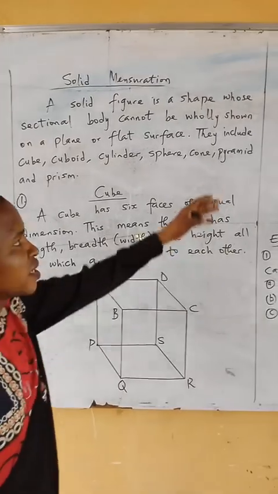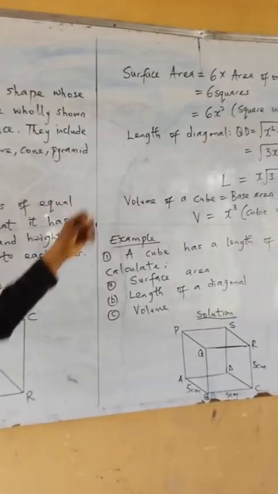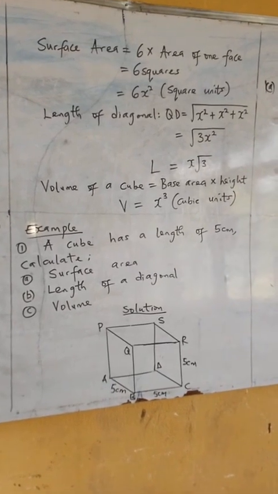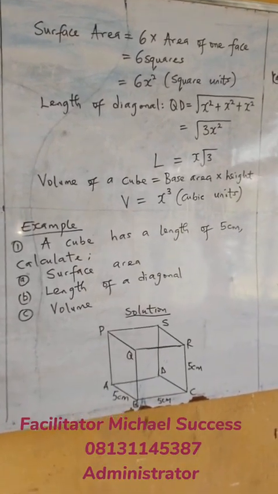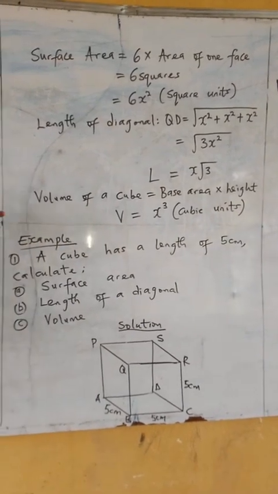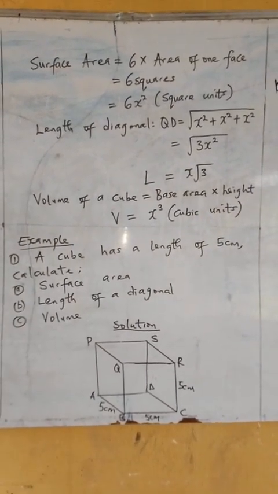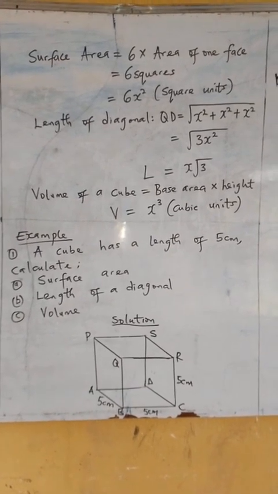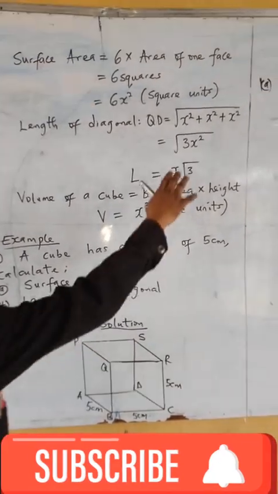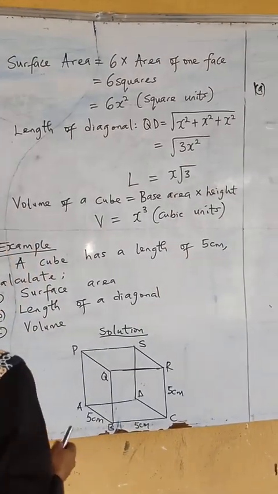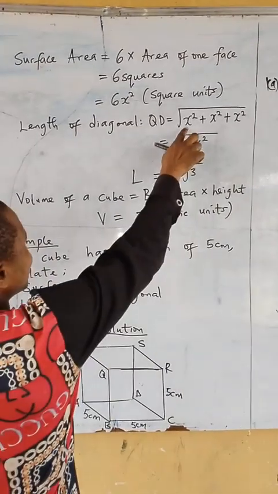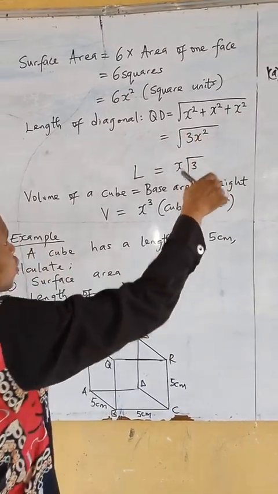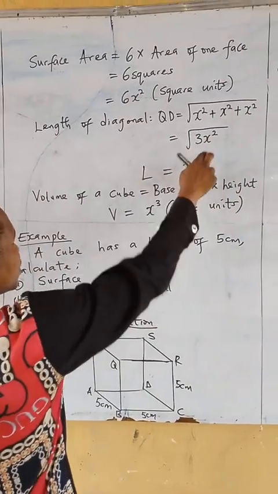So the formula for surface area of a cube is 6 times area of one face, which is s squared. So that will give us 6s squared. Then the length of the diagonal is equal to the square root of s squared plus s squared plus s squared. And don't forget, anytime we want to add like terms, we add up their coefficients. The coefficient of s squared here is 1, here is also 1, and here is also 1. So 1 plus 1 plus 1 will give us 3. So that's why we have 3s squared.